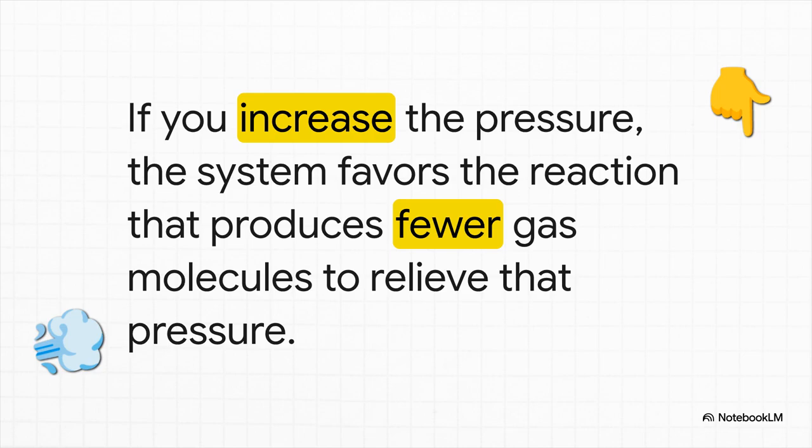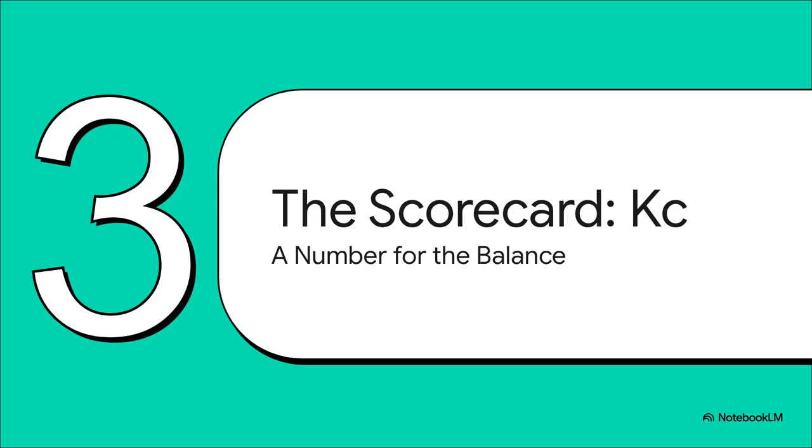So cool. Now, it's great to talk about which side is favored, but chemists, we love numbers. We want to quantify things. So how do we put a number on this balance? Well, let's meet the official scorecard, the equilibrium constant, Kc.